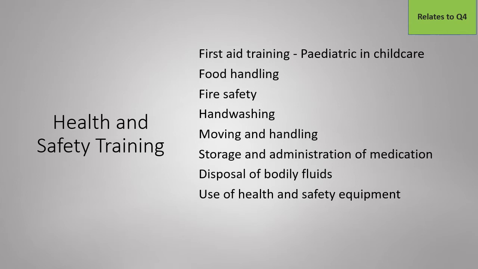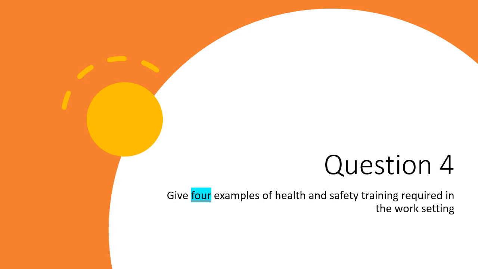All these things are a part of the health and safety training that you will receive within health and social care settings. So this brings you to question number 4, and you need to give 4 examples of health and safety training required in the work setting. So think about the last slide and what we've talked about, but also you can give your own ideas, do your own research. You need to give 4 examples, and you need to write a little bit about each one that you give, and why you might need training in that particular area.